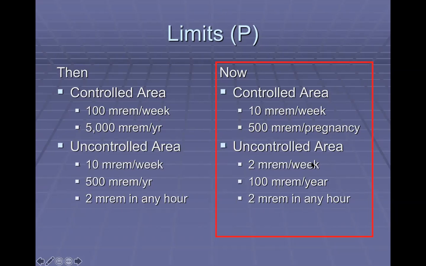Now, uncontrolled areas, the allowed limit for a member of the public was reduced to 100 millirem. I guess it used to be 500 millirem. This is going way back. But that equates to roughly 50 weeks in a year. So divide 100 by 50, and that gives you that 2 millirem per week. You also have that additional requirement where any uncontrolled area cannot have more than 2 millirem in any 1 hour. So that's another reason where that 100 millirem per year comes from.